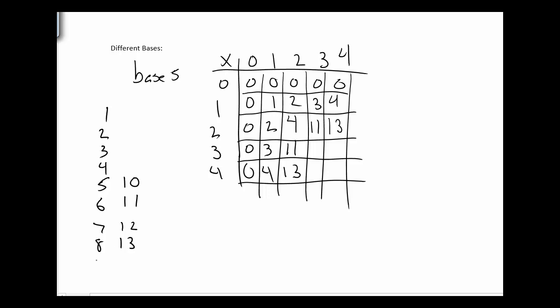3 times 3 is 9. So 9 is 1, 4. Let's see, then we have what? 4 times 3 is 12. Okay, so 12, let's see if I can carry my chart here. 10 would be 2, 0. 11 would be 2, 1. 12 would be 2, 2. So 2, 2 for the 12, and that's 4 times 3, so that's 12 there.